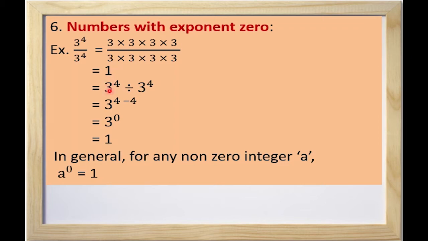The same thing we can write as 3 raised to the power of 4 divided by 3 raised to the power of 4. And by the second law of exponents, we can write this as 3 raised to the power of 4 minus 4. And what is 4 minus 4? It is equal to 0. That means 3 raised to the power of 0 is equal to 1. Is it clear, children? So in general, for any non-zero integer a, a raised to the power of 0 is equal to 1.